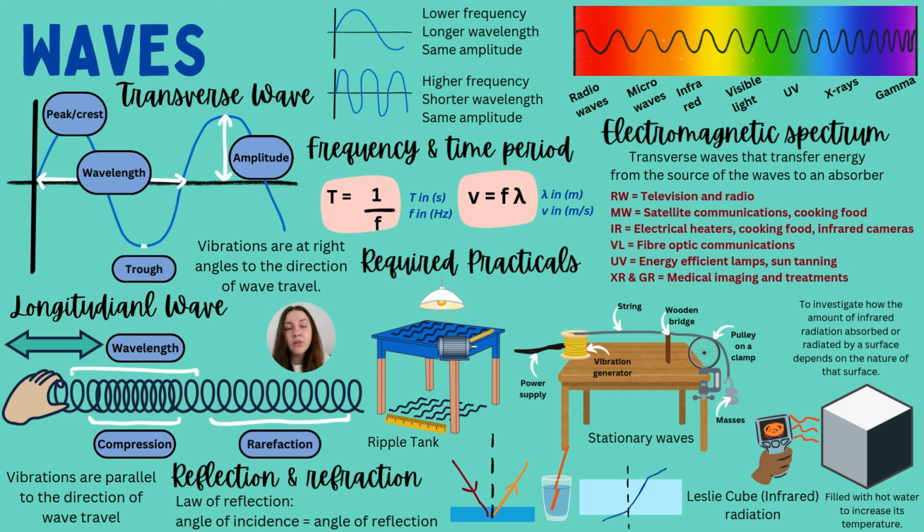Now, you do need to know what they are used for. Radio waves, as the name would suggest, are used for radios and television. Microwaves, I've said, are used for cooking food and for satellite communication. Infrared radiation is used for electrical heaters, cooking food, and also infrared cameras. Some animals, reptiles and frogs can actually see infrared, so that's pretty cool. Visible light, obviously, is used by ourselves. We can see this, but it is also used for fiber optic communications. UV can be used for energy efficient lamps and sun tanning, although this is, of course, dangerous and there are risks associated. X-rays and gamma rays are used for medical imaging and treatments as well.